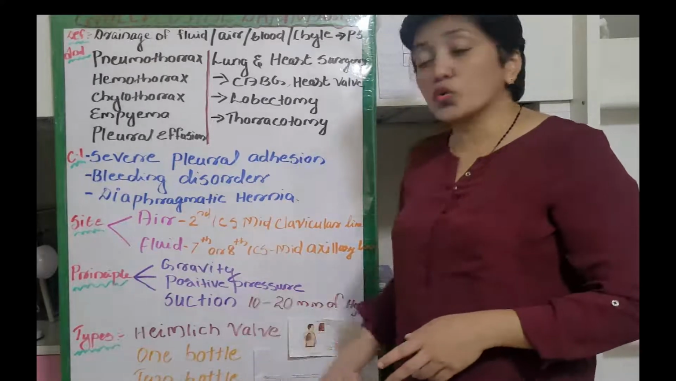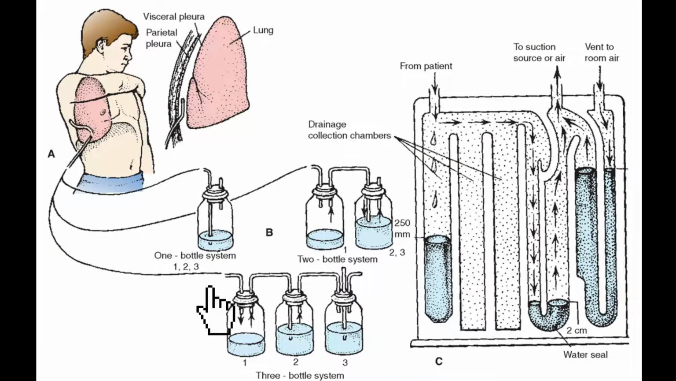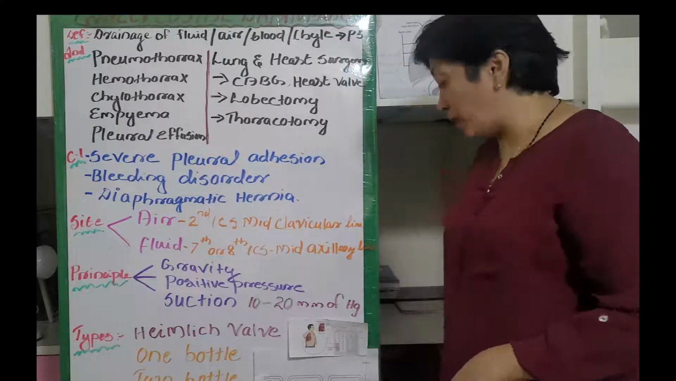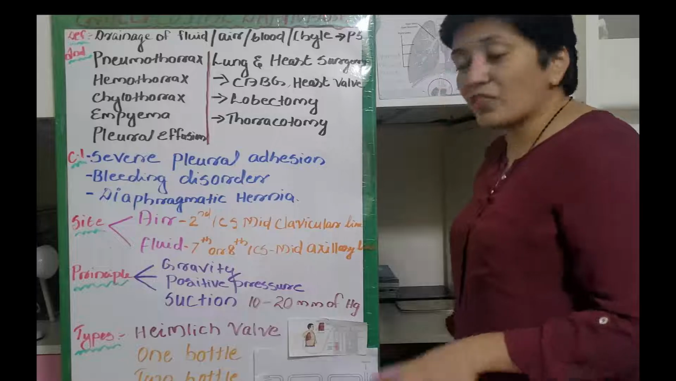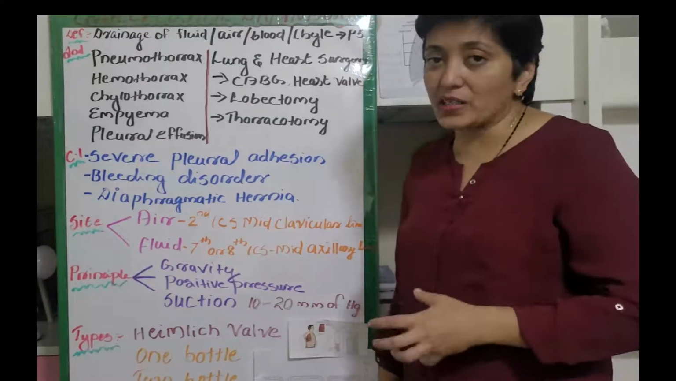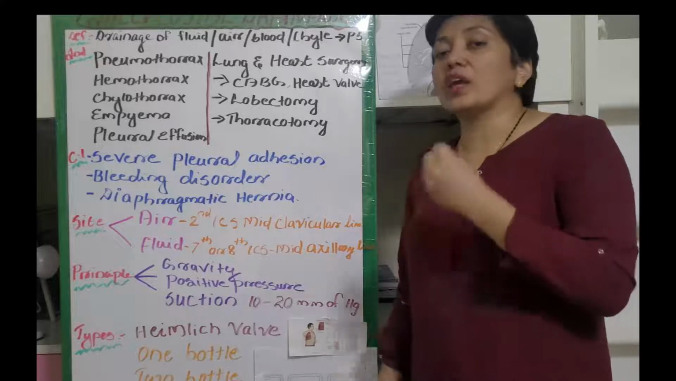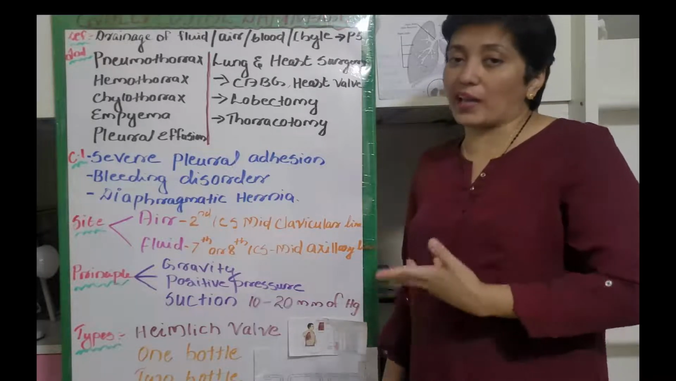Then there are the 1 bottle, 2 bottle and 3 bottle systems. The 1 bottle is just an apparatus which helps to drain the substance from the pleural space. The 2 bottle has two things: one is the collection bottle and the second one is the water chamber. The third system has a collection bottle, a water chamber and then the suction chamber. So these are the three main ones. Mostly nowadays in the hospital, we use this 3 bottle apparatus for draining out the fluid from the intercostal space, that is the pleural cavity.